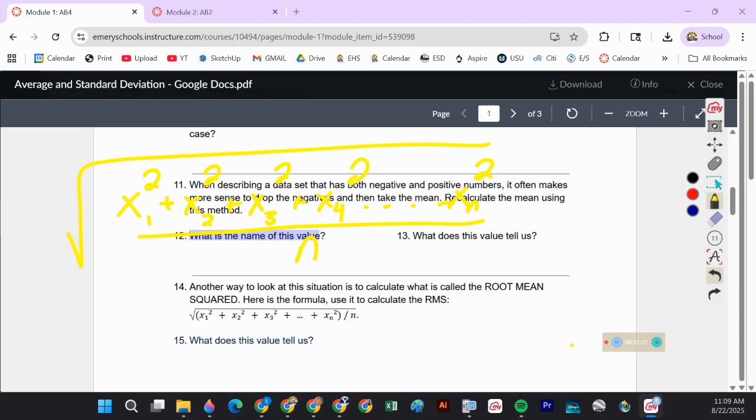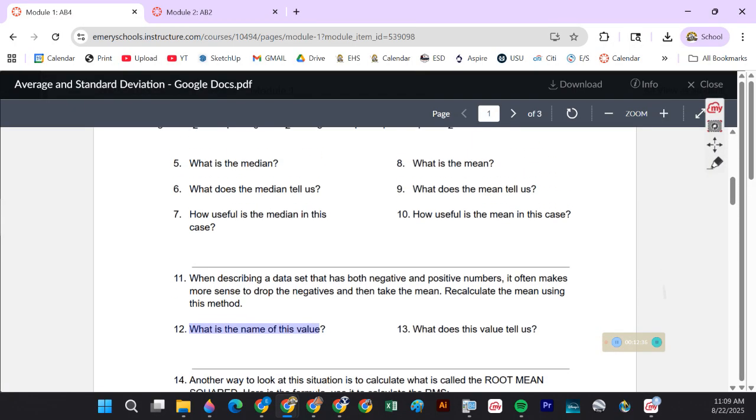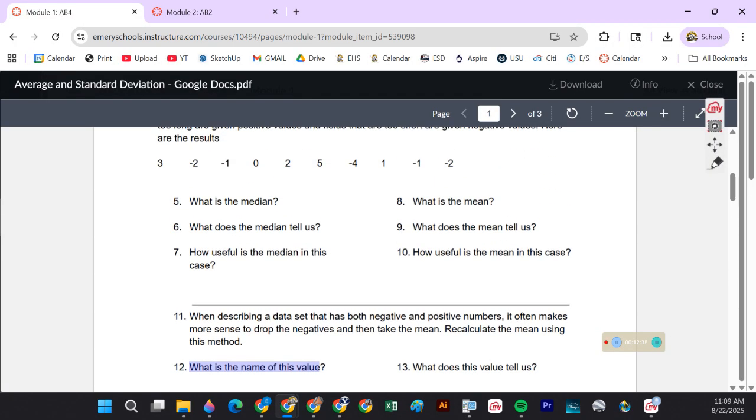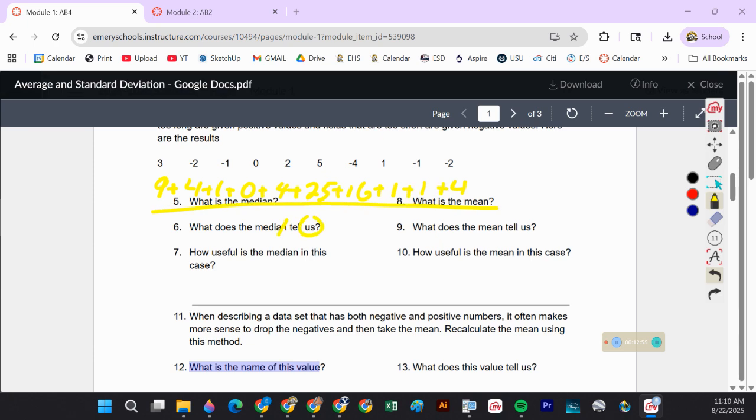Now, when we do this, we're not going to get the same number. So everybody calculate the root mean squared of those values. So of this. So we're going to take 9, 4, 1, 0, 4, 25, 16, 1, 1, and 4. And we're going to add all those together. We're going to divide by 10. And then in the end, we have to take the square root.